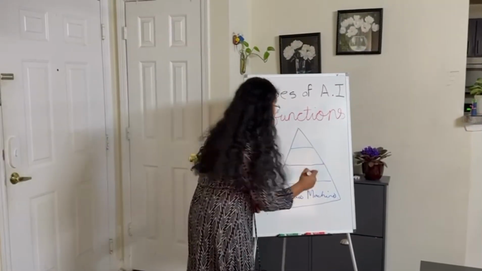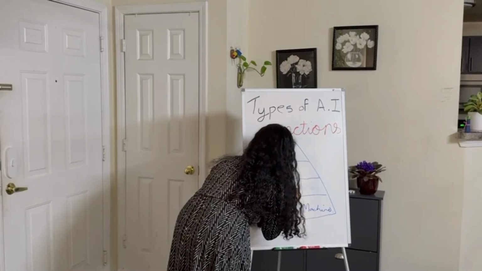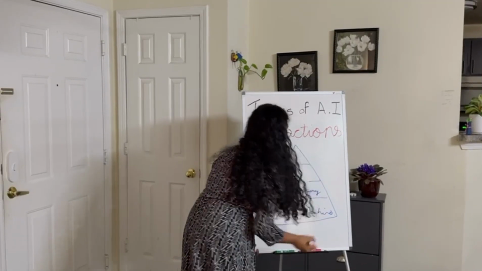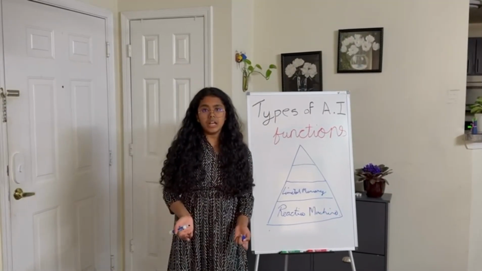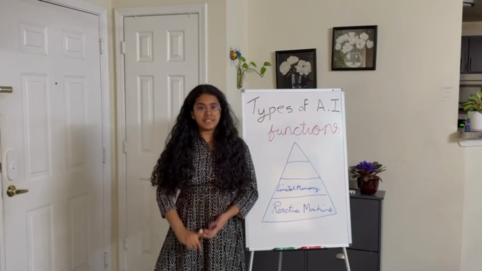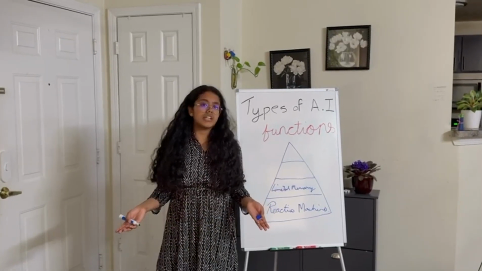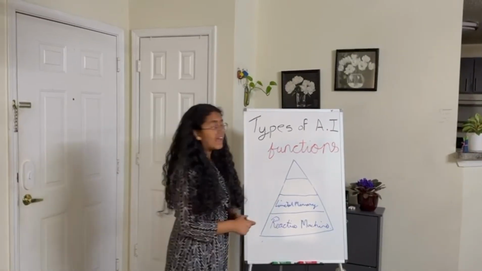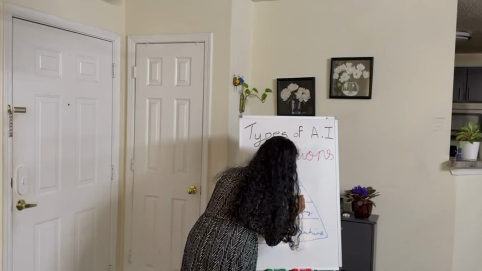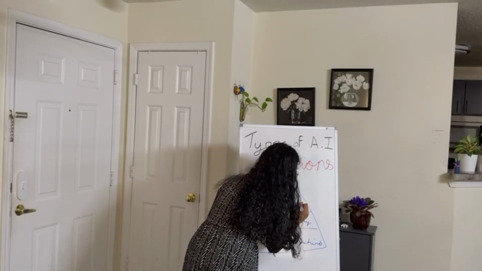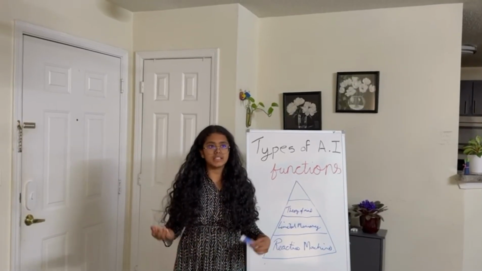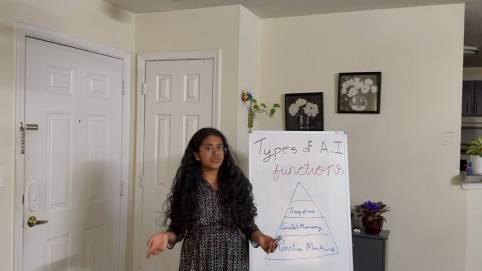Next up, we have limited memory AI. So limited memory AI essentially remembers the past. So take self-driving cars as an example. It uses past driving data to help better navigate obstacles, detect navigation, and just make better decisions in general. Next up on the ladder, we have what's called theory of mind AI. So theory of mind AI is completely hypothetical, but what it's supposed to do is help us understand our emotions, beliefs, and intentions. It's kind of like the emotional intelligence for machines.